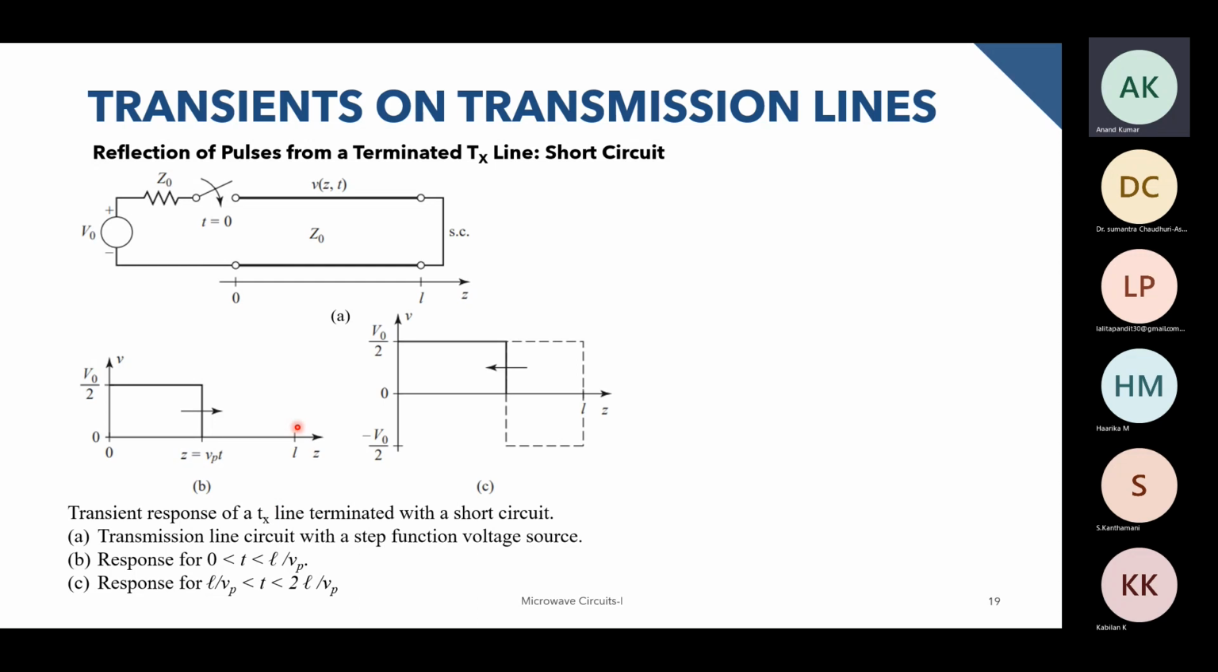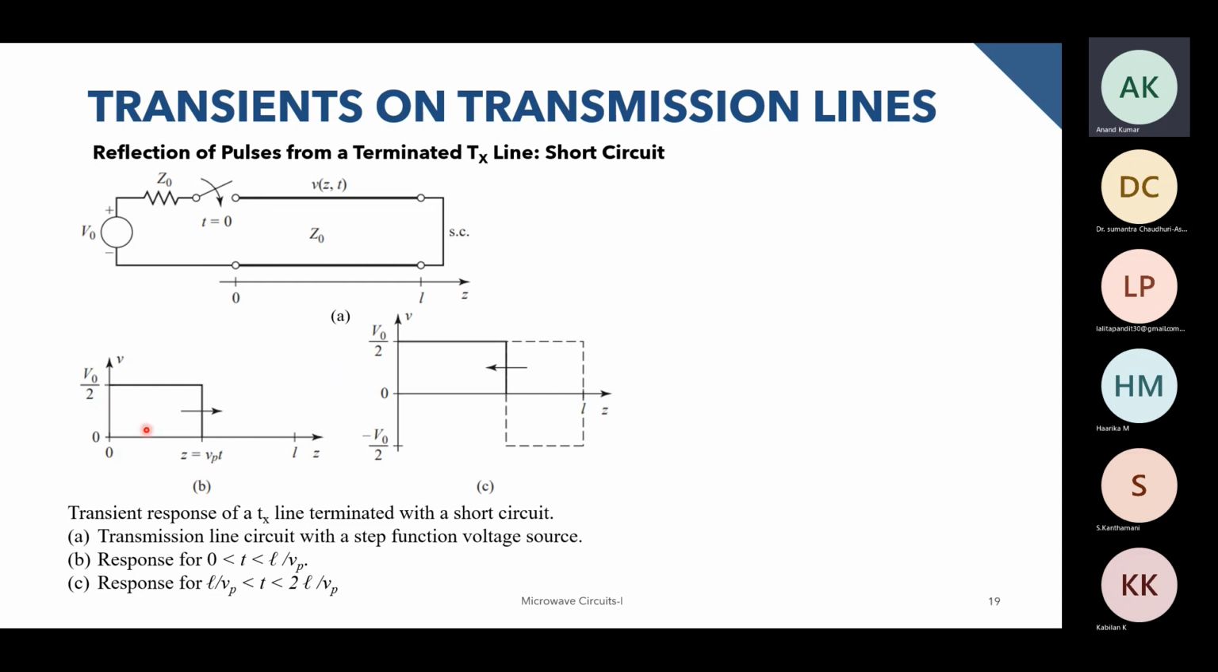So until the voltage waveform reaches the load impedance, this particular voltage will propagate with V naught by 2, because the generator is again seeing this as Z naught, and this will propagate with again the same velocity.